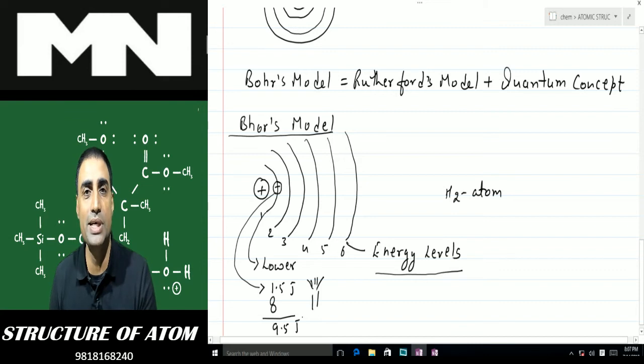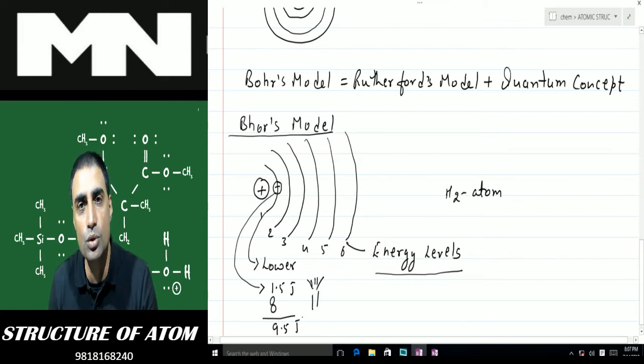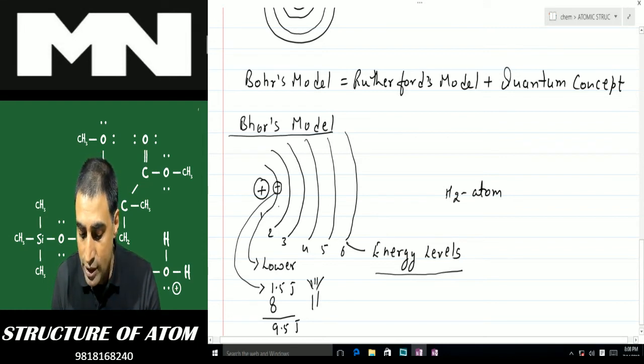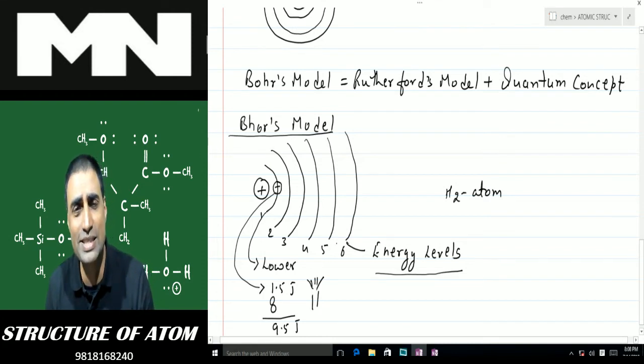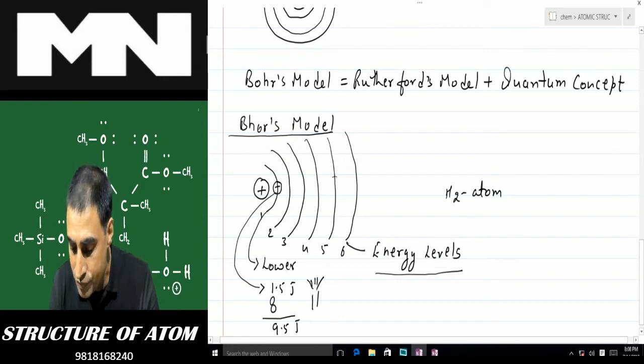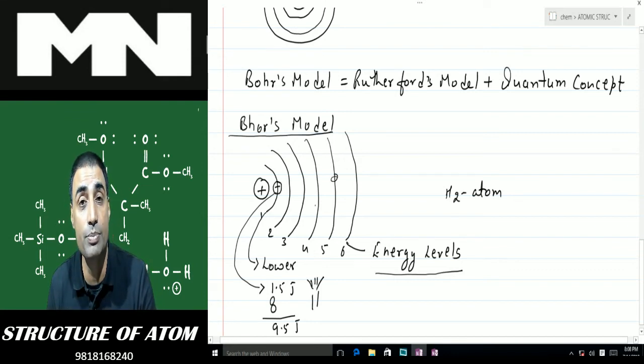As I told you, the first shell is a lower energy level. It can accommodate only those electrons which have got a lower energy. Initially, the energy of the electron was 1.5. Now the energy of the electron has become 9.5. And the electron which has got 9.5 energy cannot be accommodated in the first shell. If the first shell cannot accommodate an electron of 9.5 joules, there is definitely some other shell which can accommodate it. Because I told you that as we move away from the nucleus, the energy of the energy level increases. Suppose, again, we are just considering it, that the fifth shell can accommodate an electron of 9.5 kilojoule.